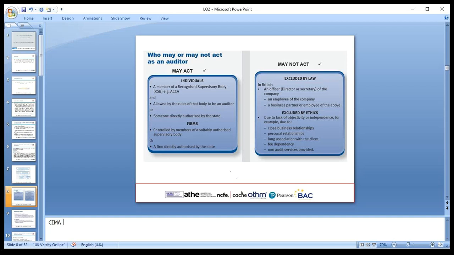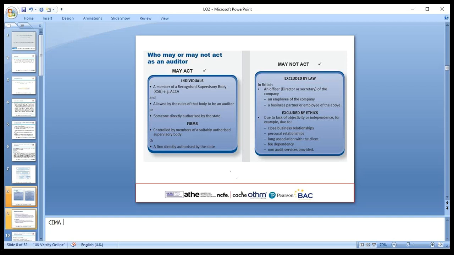A firm is controlled by members of a suitable authorized supervisory body. So these are who can't do audit in Britain: an officer, director, or the secretary of the company. They can't do external audit especially, because there's a conflict of interest. On ethics, you always need to look at close relationships, family members. The auditor should be independent.